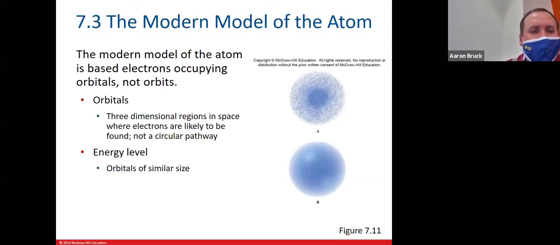So what these orbitals do is they give us an area and say the electron that we are looking for in this energy level exists in this space. And that space we call an orbital.